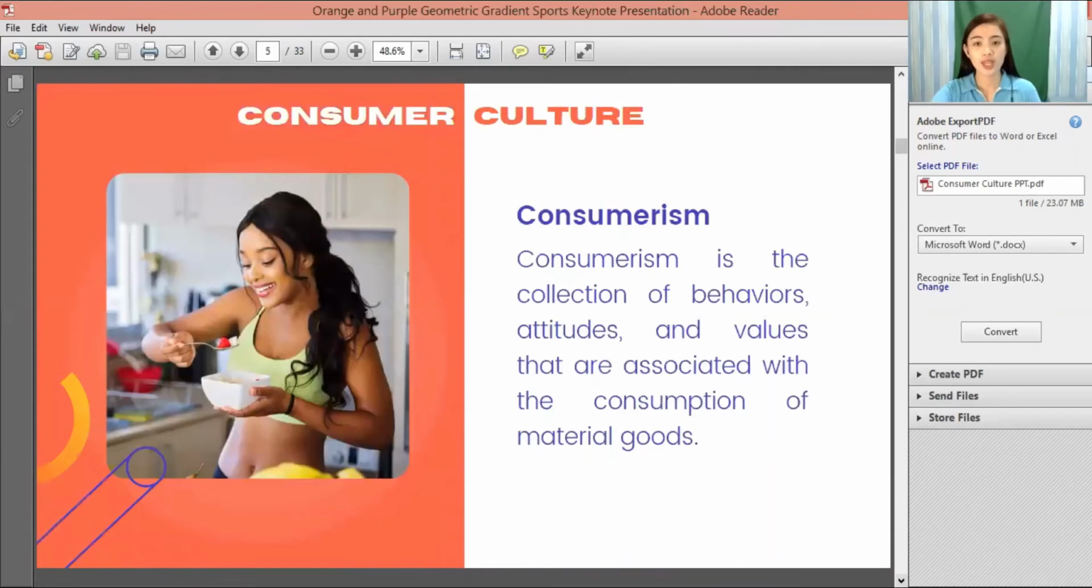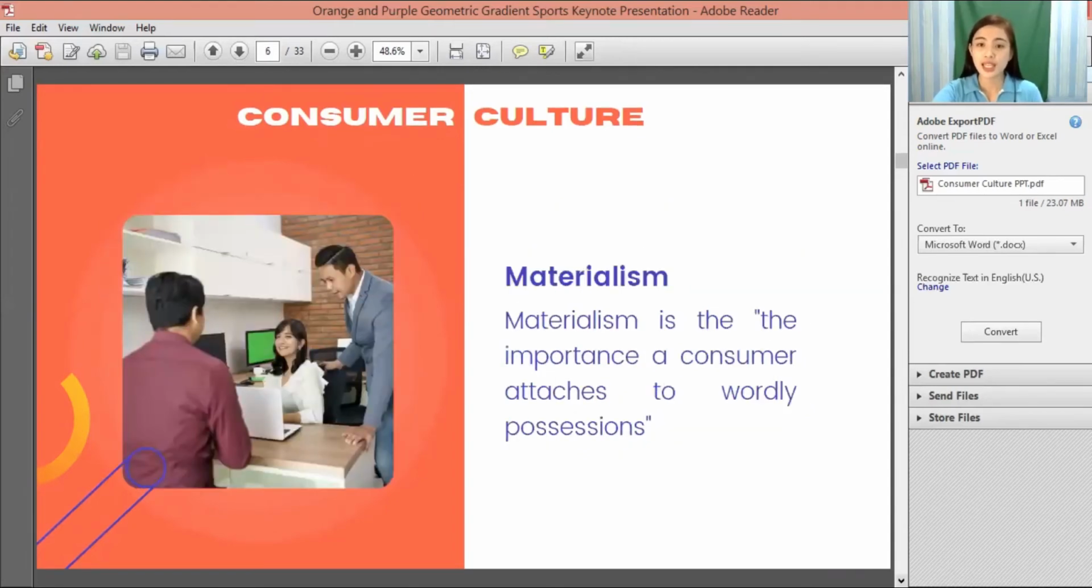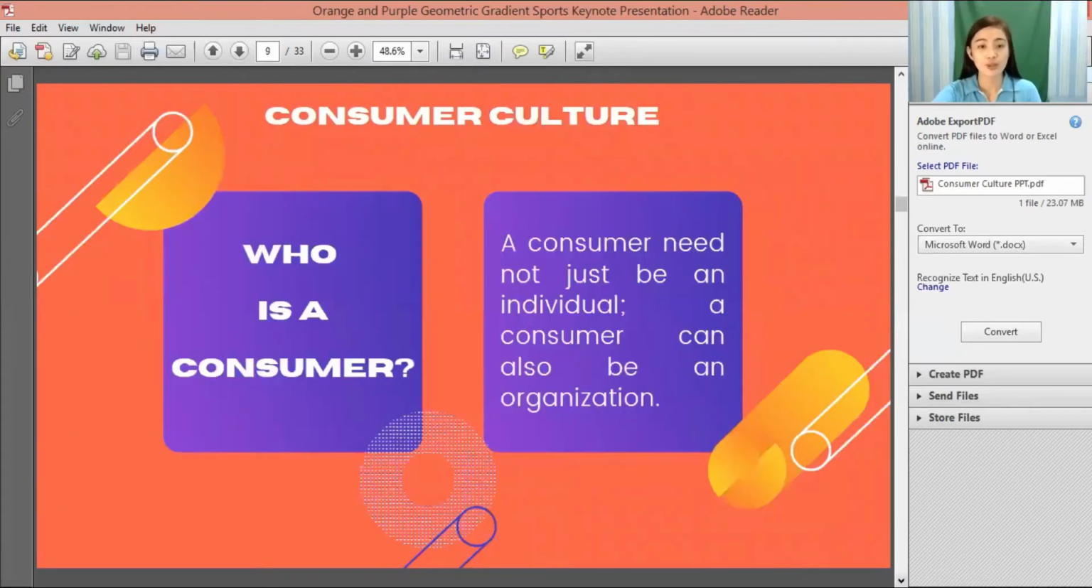Consumerism is the collection of behaviors, attitudes, and values that are associated with the consumption of material goods. On the other hand, materialism is the importance a consumer attaches to worldly possessions. Now, who is a consumer? A consumer need not just be an individual, it can also be an organization.